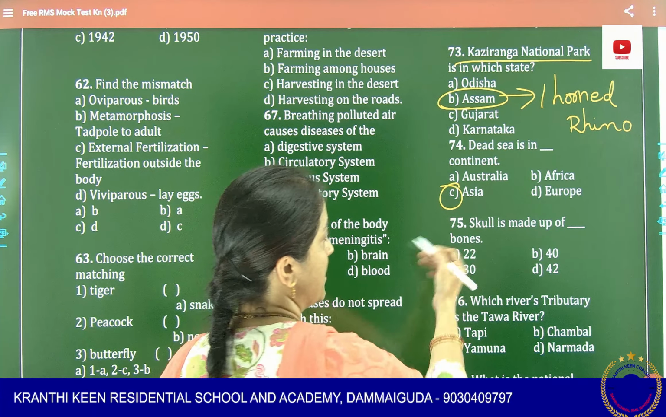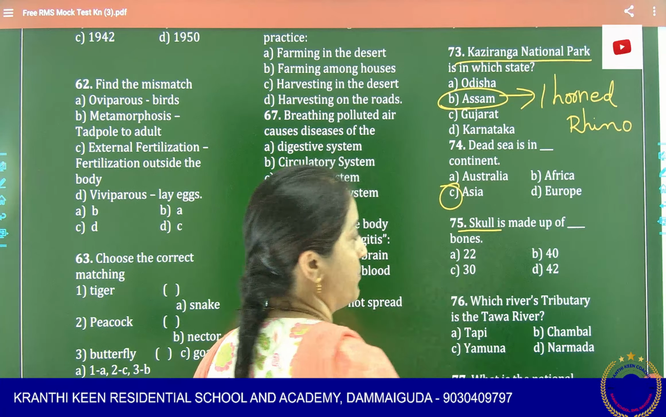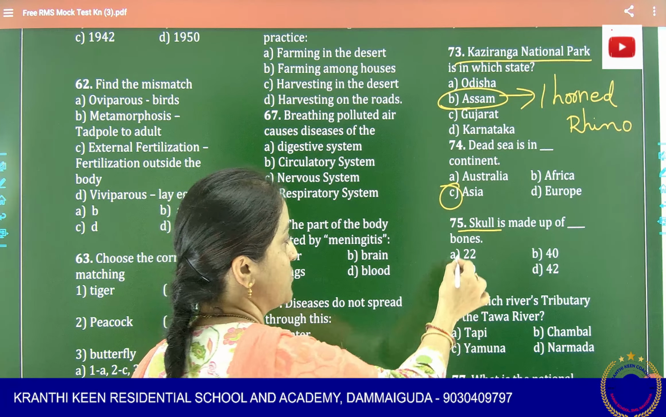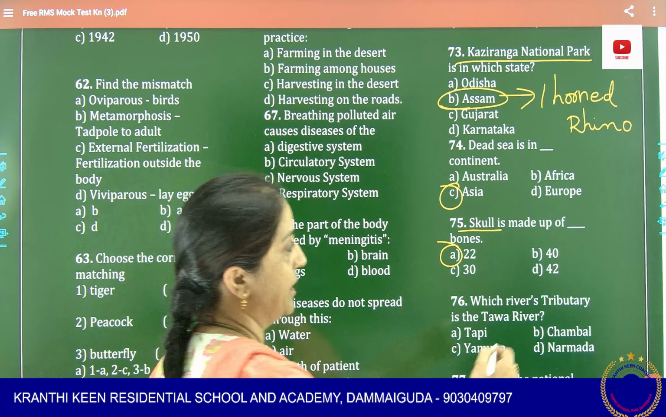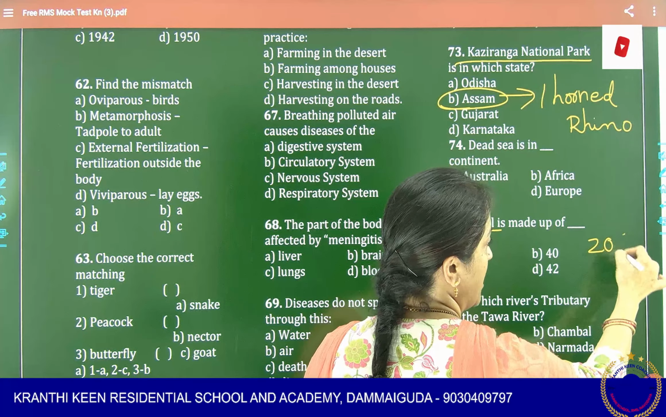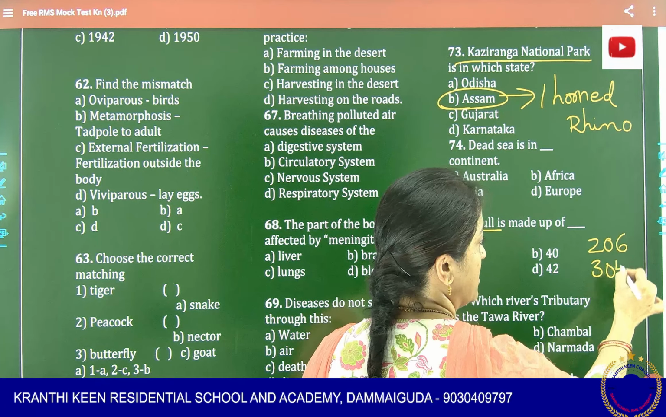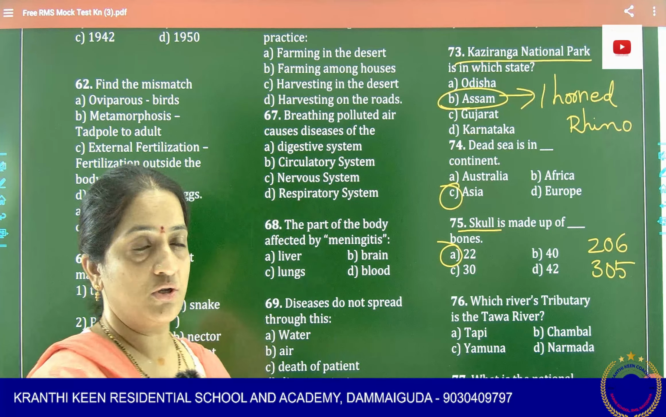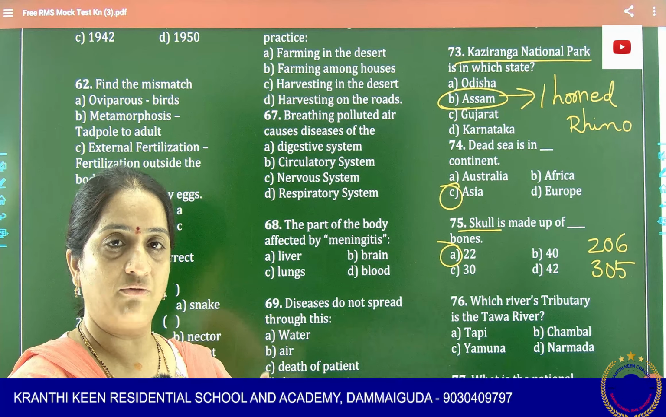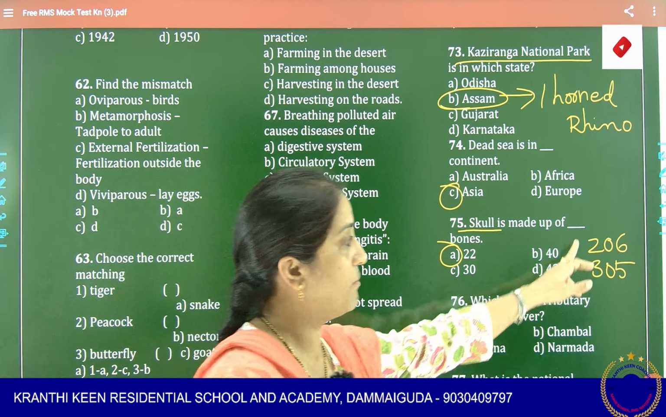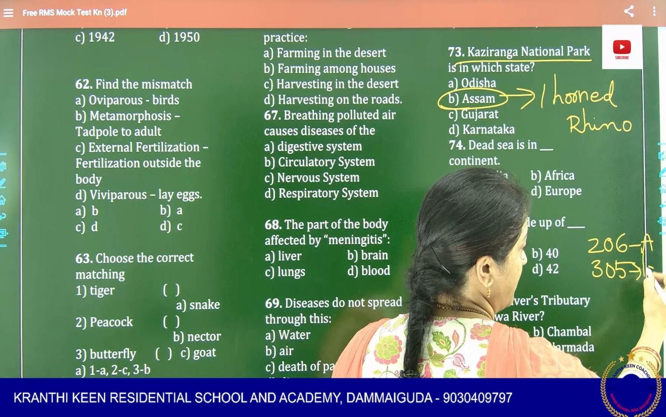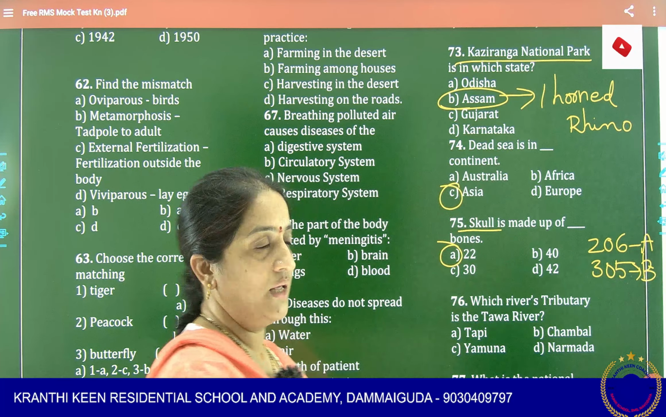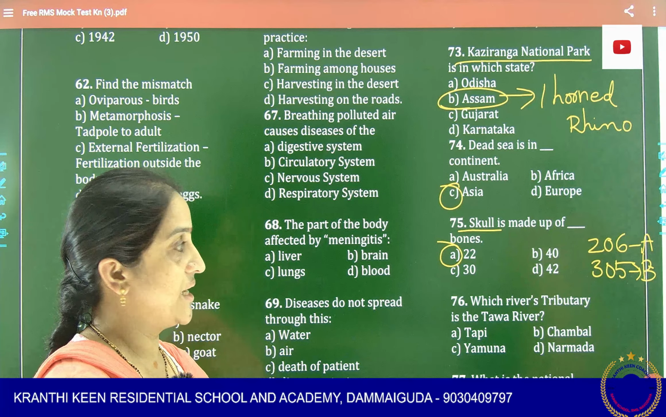Next, 75th question. The skull is made up of how many bones? The skull is made up of 22 bones. The bones in the human body are 206 for an adult and 305 during childhood. All these bones fuse together and form single bones, which is why the number decreases in adults compared to birth. So we are done with the science questions.